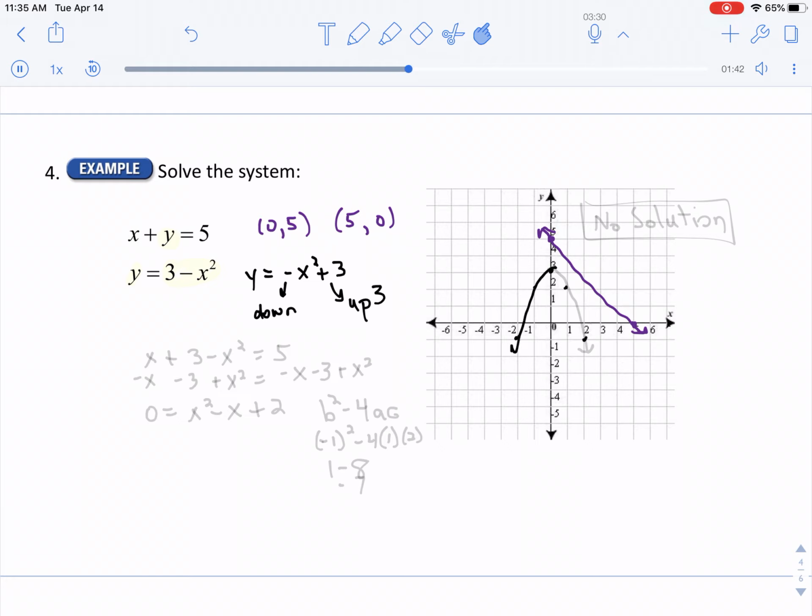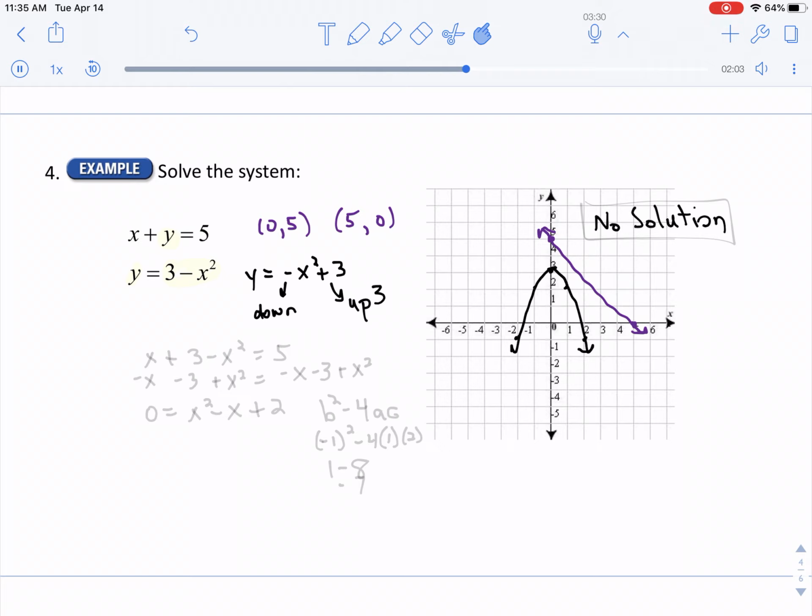You could graph it so that you can make a t-table to graph it, or whatever method you want to use. But if you notice, these two never intersect, so the answer is no solution.